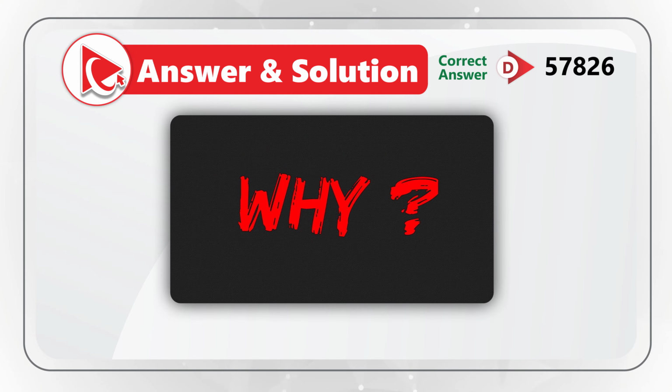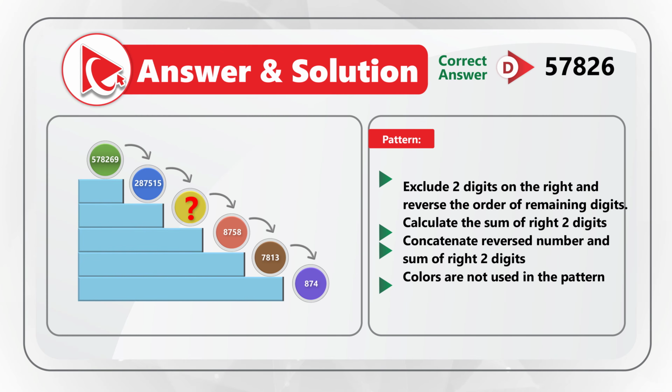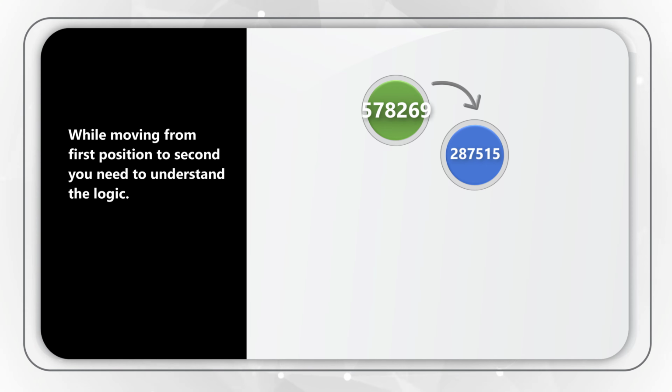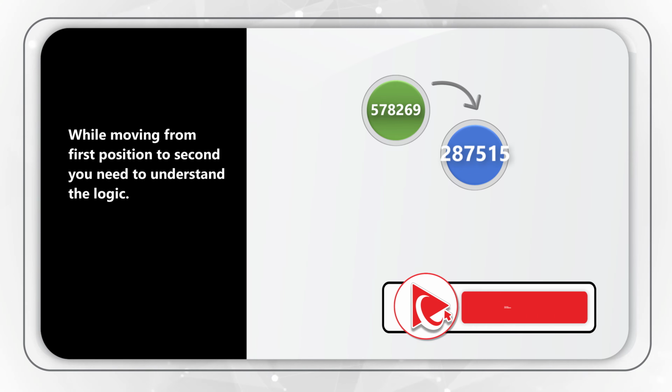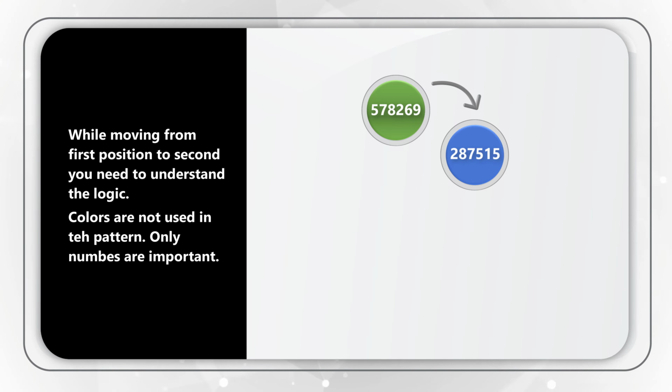To understand why, let's look at the pattern. As the ball rolls from the first position to the second, and we transform from digits 5, 7, 8, 2, 6, 9 to digits 2, 8, 7, 5, 1, 5, we need to understand the logic. As you might have suspected, the colors are not used in the pattern, and they're there just to deceive you. Only numbers are important. And to complete the transformational pattern, we need to do it in 3 steps.